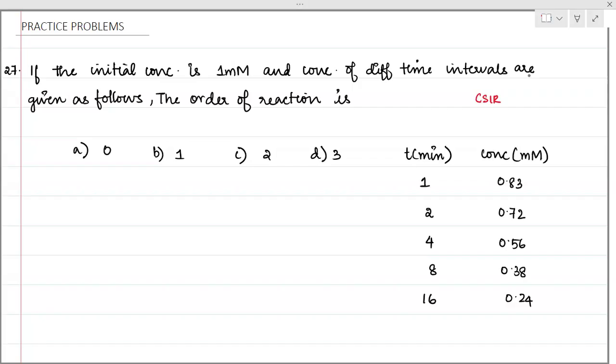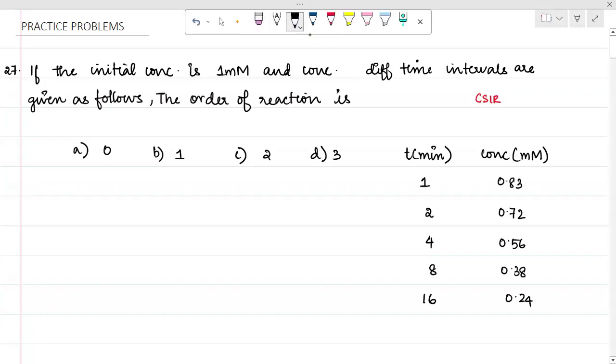Read the question. If the initial concentration is 1 millimolar and concentration at different time intervals are given as follows, the order of the reaction is. Now, this is a type of question. Let me make this correction. Concentration at. Now, this is a question where T at 1, 2, 3, 4, 8, and 16 minutes are given. Corresponding concentrations are given. And we would like to find out what the order of the reaction is.